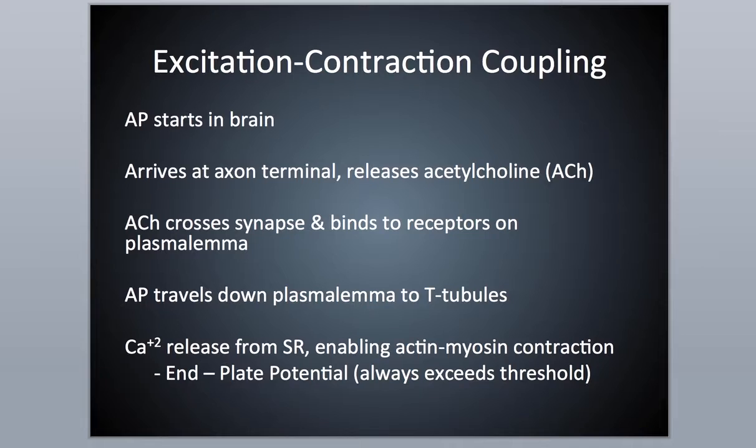However, we can't just jump across, release acetylcholine and then go straight to the T-tubule. It needs to go across that synapse, then it binds to a receptor, and then the electrical current can continue to flow down through the T-tubules. Then calcium will be released from the sarcoplasmic reticulum. And then this will enable actin-myosin contraction.